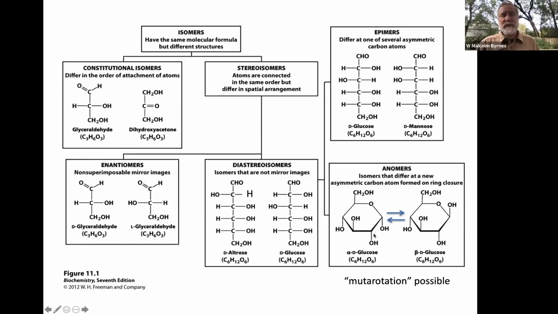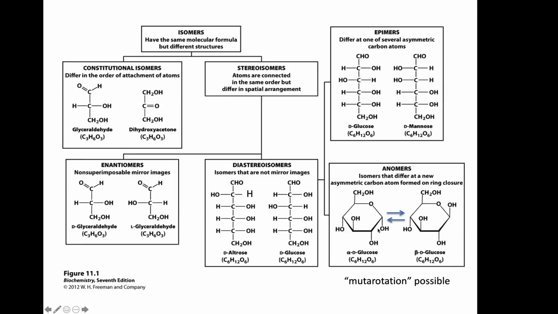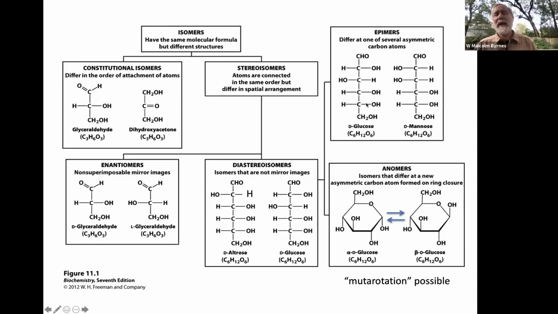Any questions so far? I have a question. Yeah. So when differentiating between the diastereoisomer and the epimer, the difference is that the epimer is only different at one point, and then the other one is different at more than one point? Good question. So actually, an epimer is a type of diastereomer.